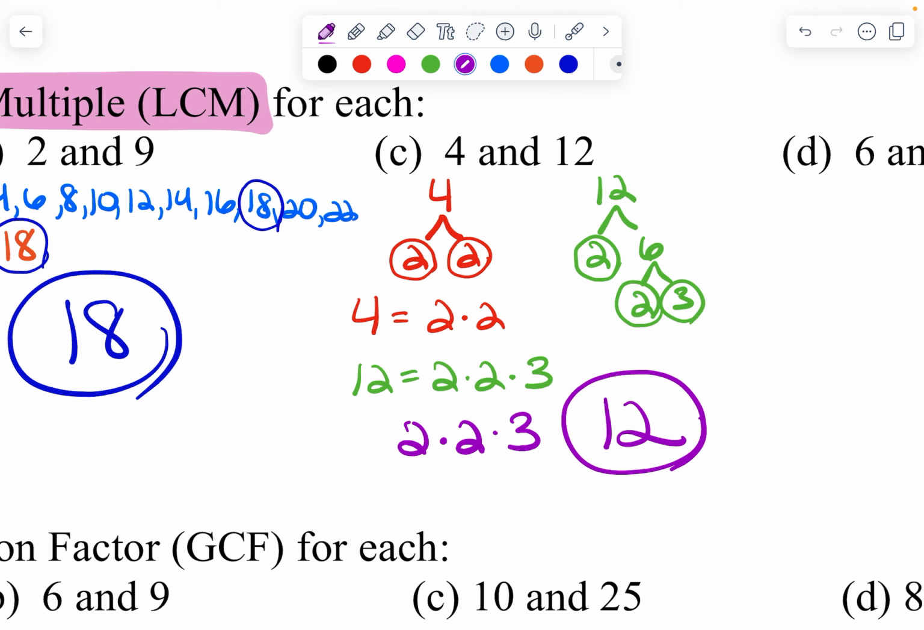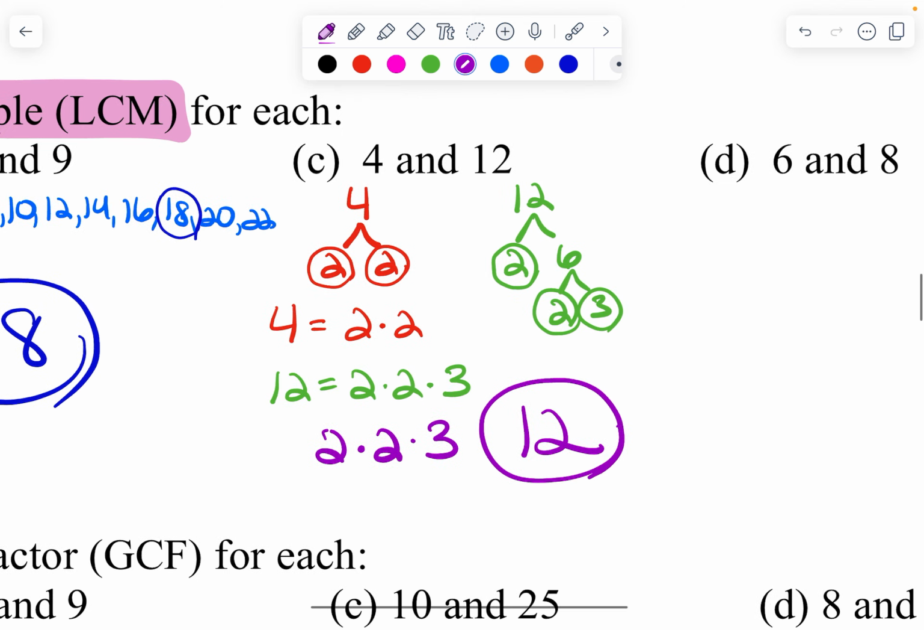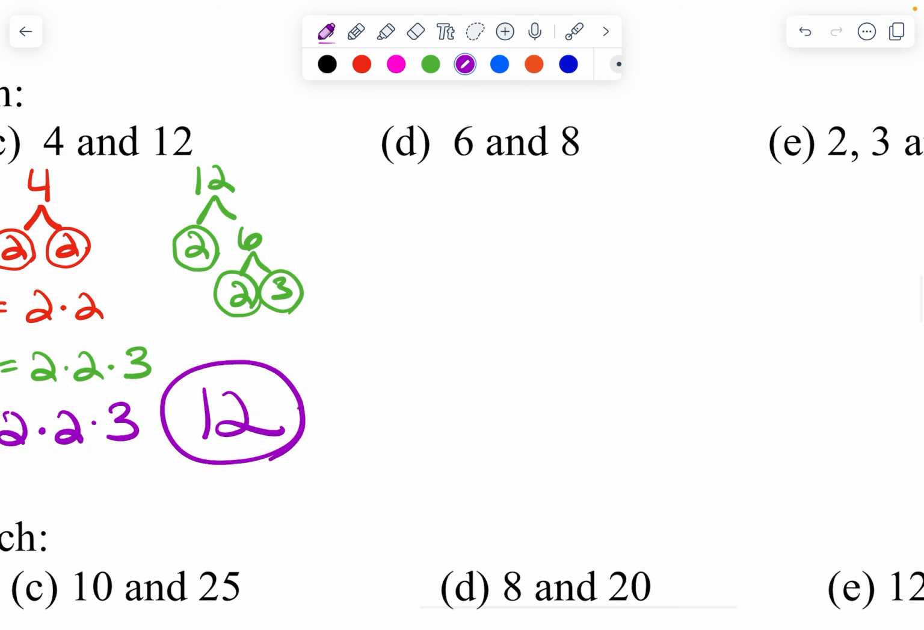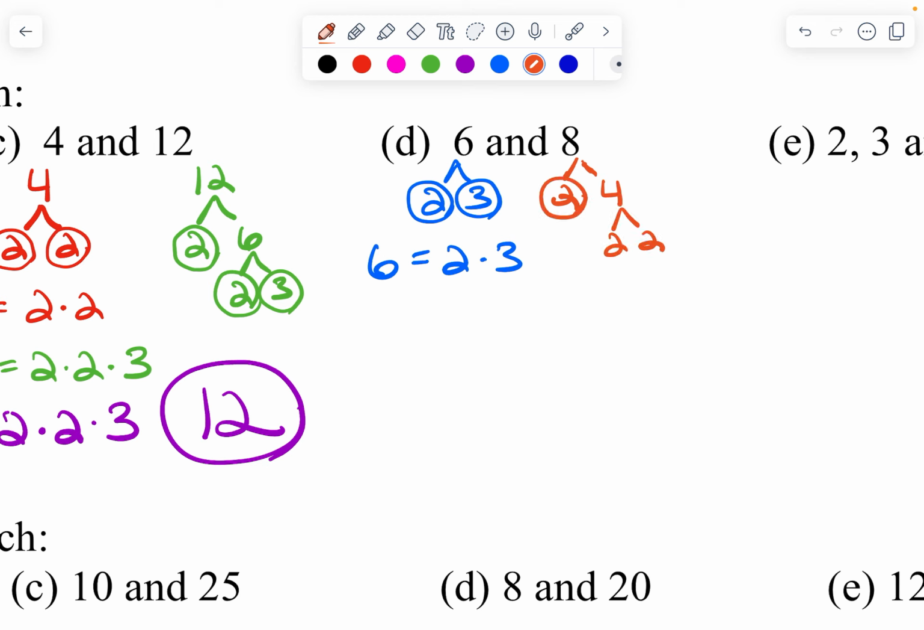So I'm going to keep using this method with factor trees for part D, 6 and 8. All right, so for 6, if I break this up, that's 2 times 3, prime number, prime number. So 6 equals 2 times 3. For 8, I can do 2 times 4. 2 is a prime number. 4 gets broken up into 2 and 2. So for 8, I have 2 times 2 times 2, so a total of 1, 2, 3 2s.